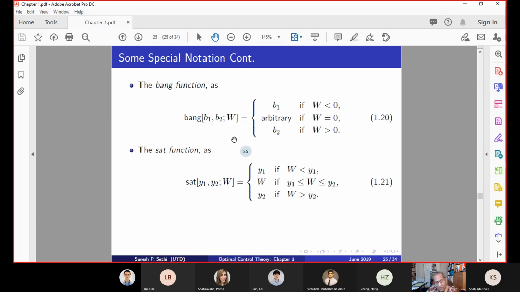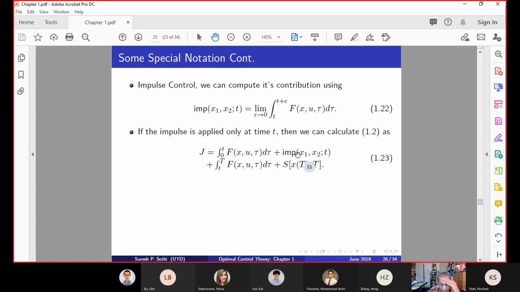Some function called bang bang. If I give you a function w that changes over time, then whenever that function is lower than 0, this bang function has value b1. Whenever that function is above 0, the bang function gives the value b2. And when it is 0, I don't know. Anything is possible, okay? It's arbitrary. It'll be defined by some other means, but it can take any value between b1 and b2.